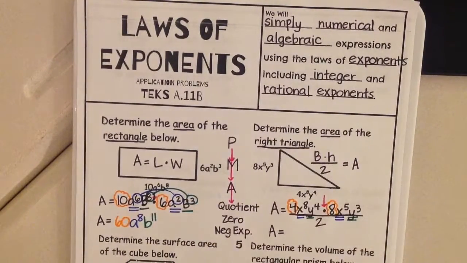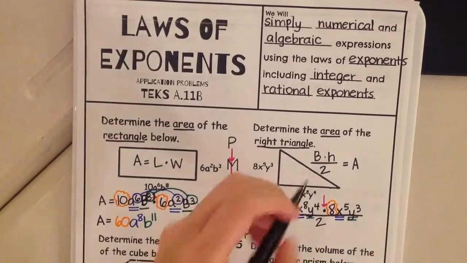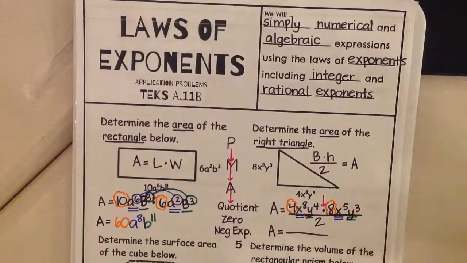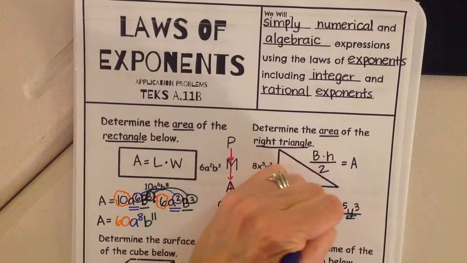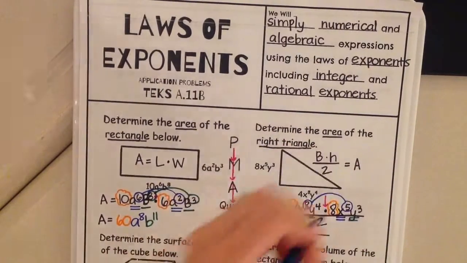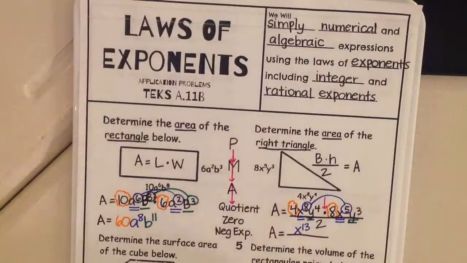Okay, so here's what we're going to do. Now we're going to take our x's, so I'm going to draw in my fraction bar. We're going to take care of our bases of x first. And when we multiply, what are we doing again with our exponents? We are adding, so it's going to be to the 13th.